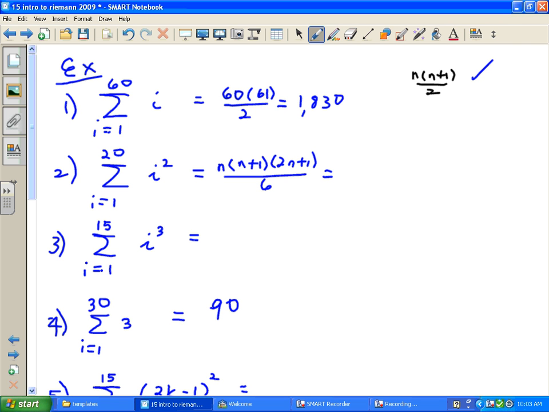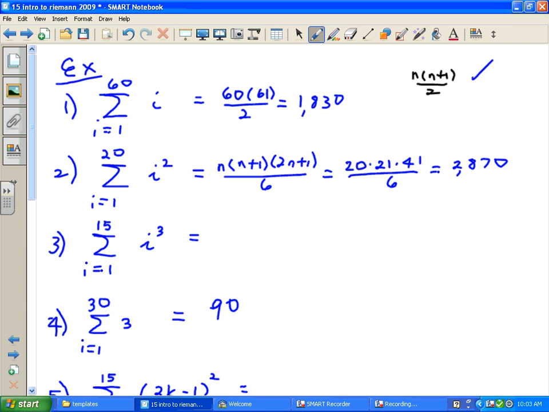So summation of i squared, in this case, the upper limit is 20. So just plug in 20 for n, right? So we'll have 20 times 21 times, now you want 2 times 20 plus 1, or 41, divided by 6. And what did you guys get for that? Okay, would everyone agree? Okay, great.